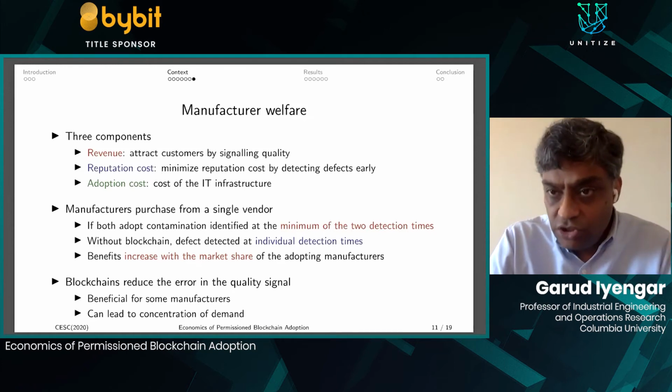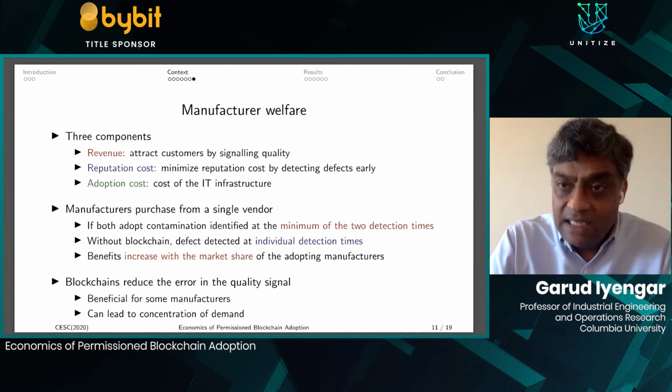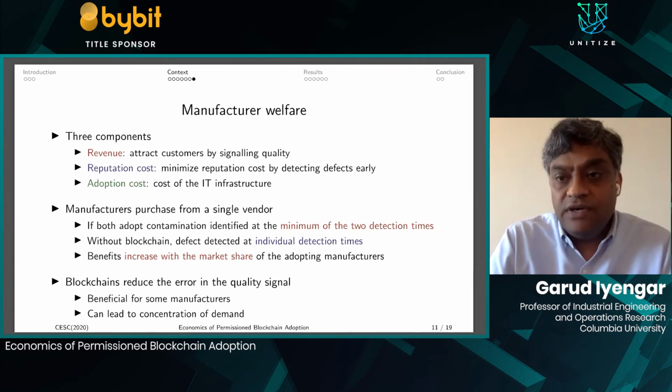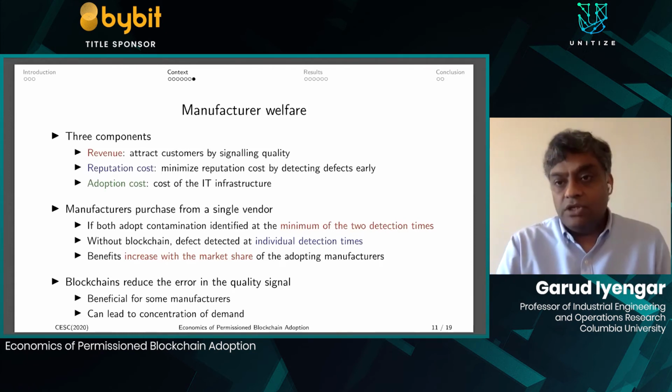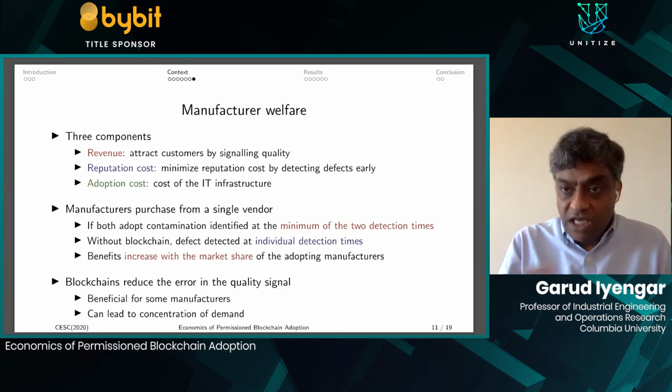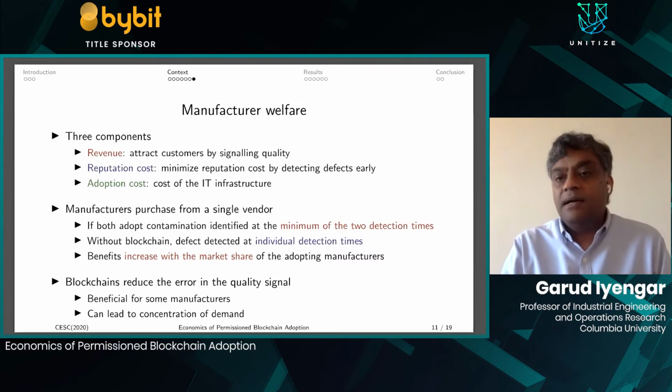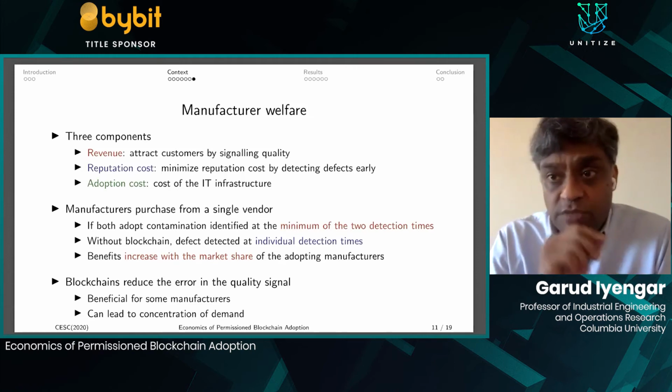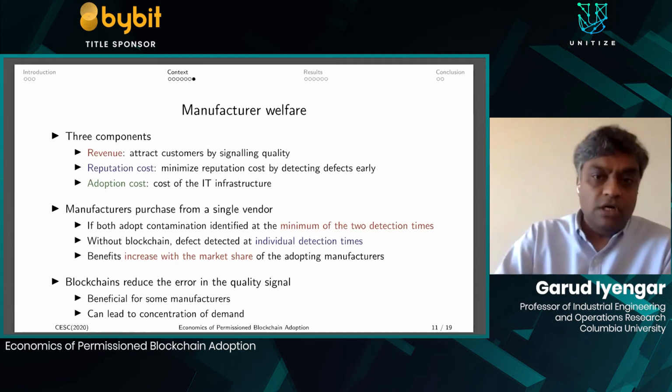And this potentially can lead to concentration of demand. And that has bad implications for detecting defects, because now everything is being done by very few manufacturers, and potentially this diversification effect that you were getting from blockchains may not happen. And that's another reason why blockchains may not get adopted. All right, so that's the context.